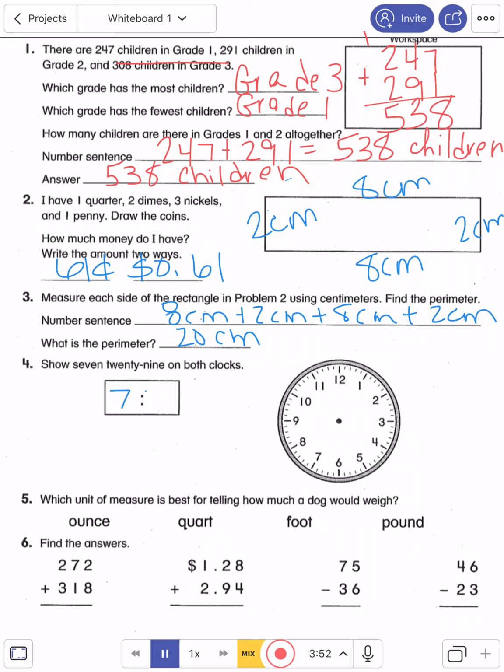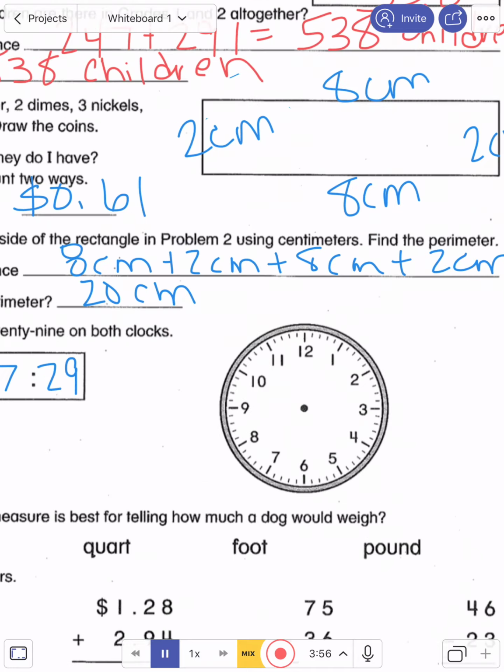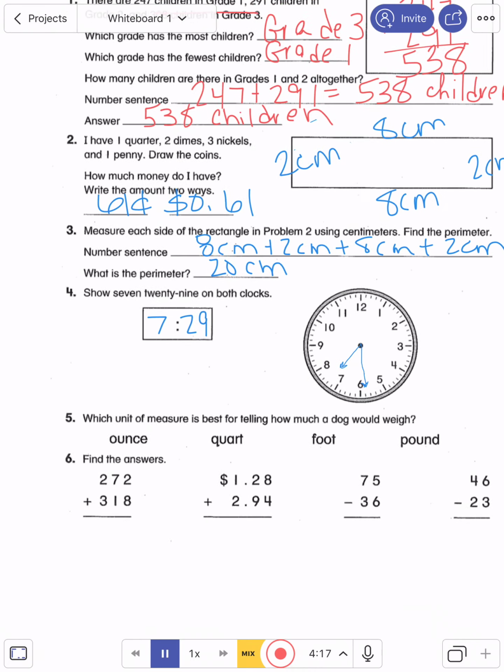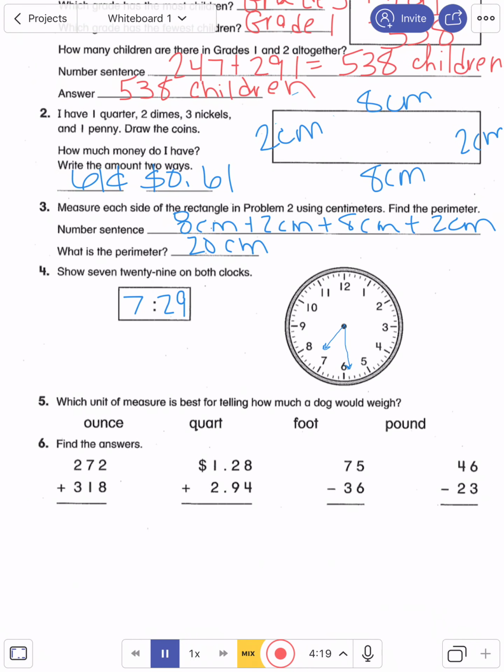7 is the hour, 29 is the minutes. Your hour hand, let's see if I can make this bigger, yes. Your hour hand is going to be almost in between the 7 and the 8. And your minute hand, a lot of times it's easier to start with the arrow. It's kind of hard on this board. And it's going to be the minute before the 6. And there is 7:29.